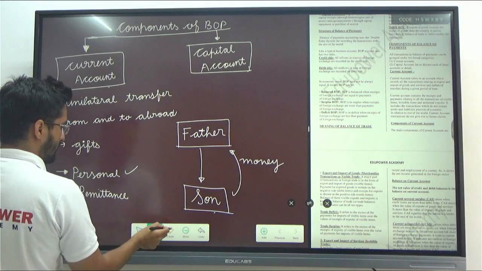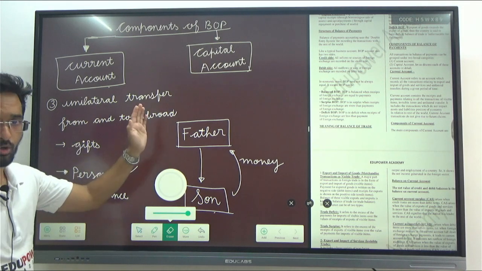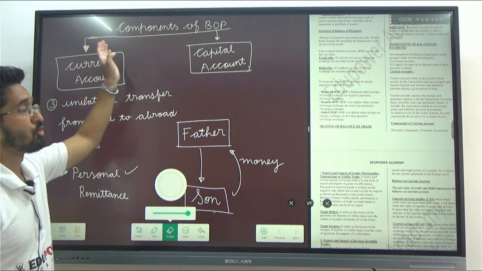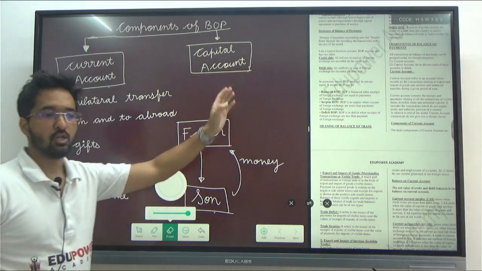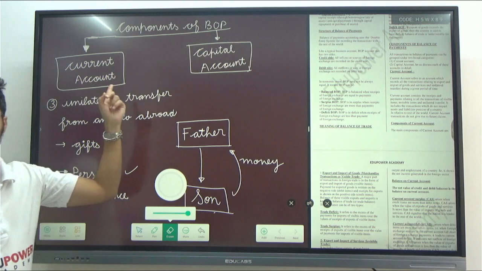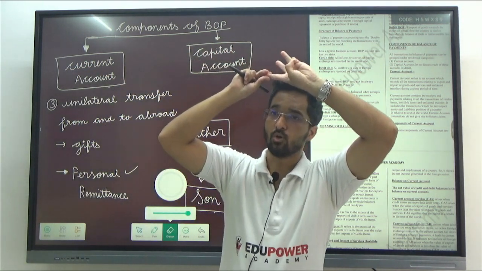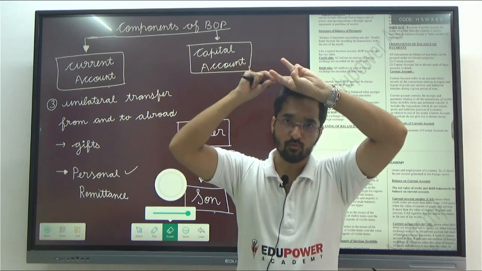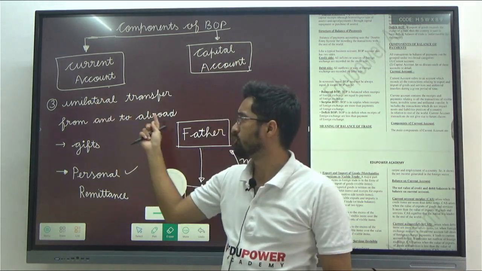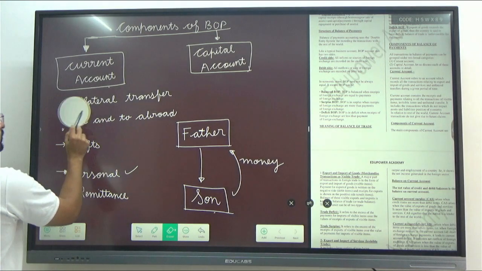Okay, next is gifts and personal remittance. Third head we have seen, unilateral transfer from and to abroad. What we are studying? We are studying components of balance of payment, in which there are two components, current account and capital account. Current account we have studied three components. First was the import and export of goods, second is the import and export of services, and third is the unilateral transfer from and to abroad. We will move on to the next, fourth one.